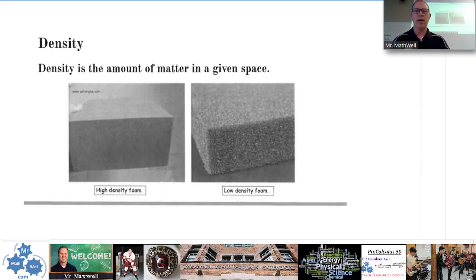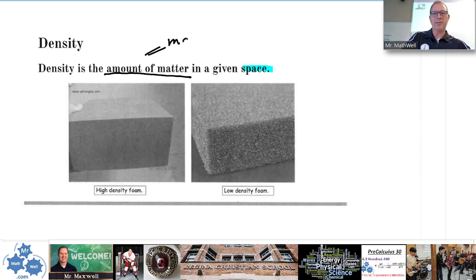Okay, so density. It's the amount of matter in a given space. Now I'm also going to write here. You should write here the amount of matter. This is equal to mass. Okay, amount of matter, we measure that in mass. And space is, what's another word for the given space? Volume, very good.